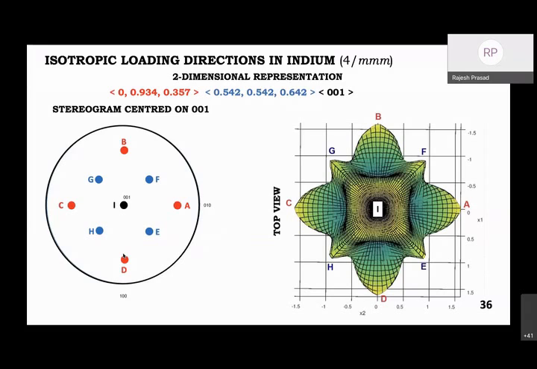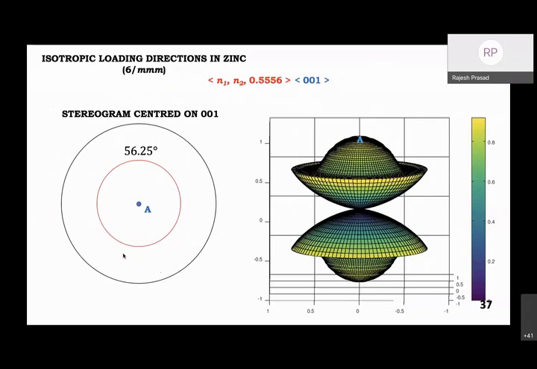This was amazing and quite interesting on its own. And this was not expected or thought of before. For hexagonal, there is a 6-fold axis. Again, the classical wisdom will only tell that the symmetry axis 6-fold will be an isotropic section. But Shrikant found that axes tilted at 56.25 degrees in zinc, this red circle in the stereogram, all directions along this red circle, shown here in this 3D diagram as the edge of this bowl, are also isotropic.